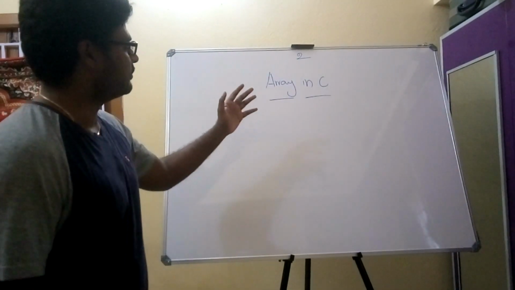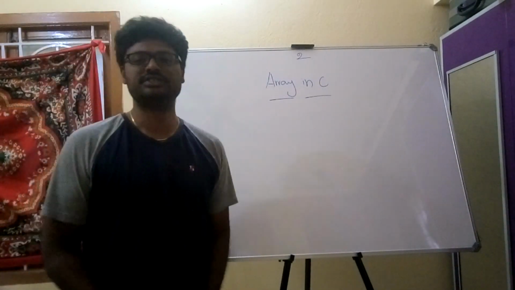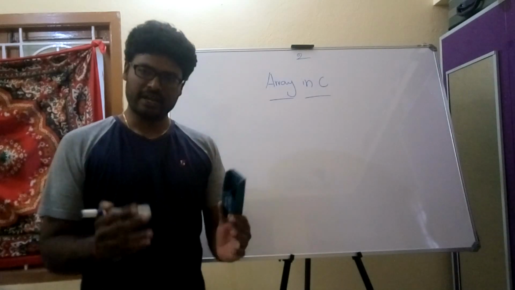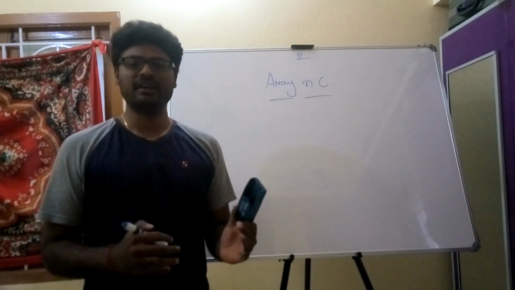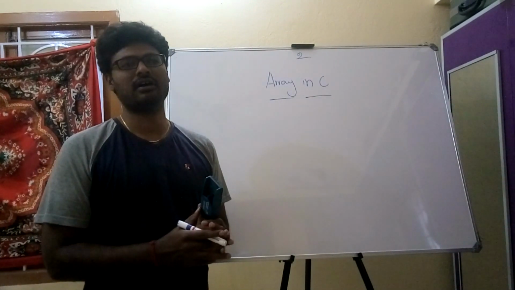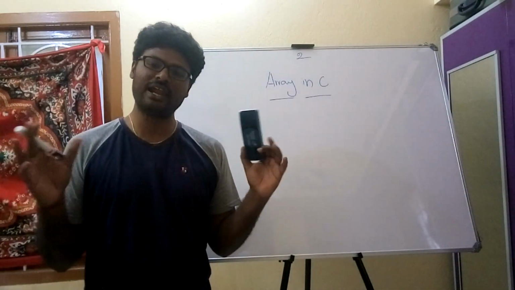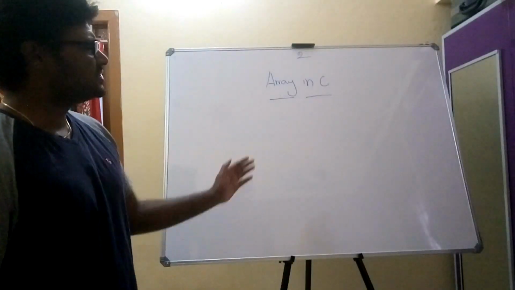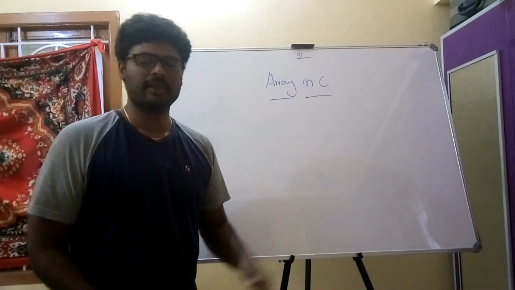We are going to see what is an array in C language. Array is a kind of data structure. We can say array is a collection of similar elements, or we can say array is a collection of elements with similar data types. Okay, this is just an introduction about array.